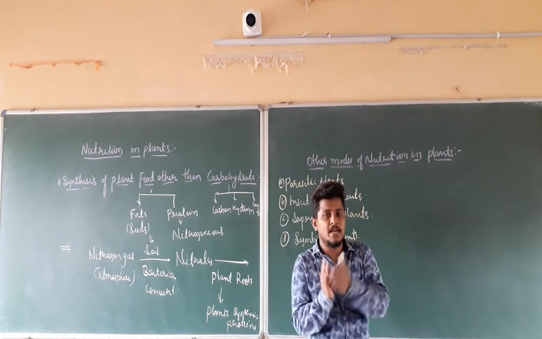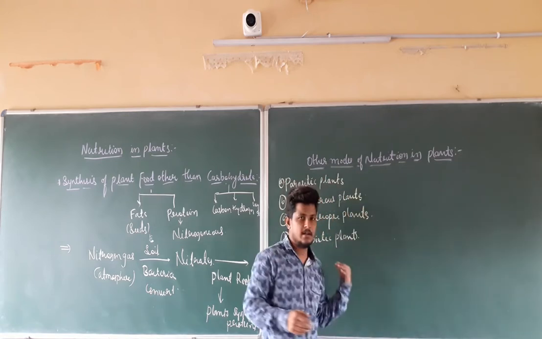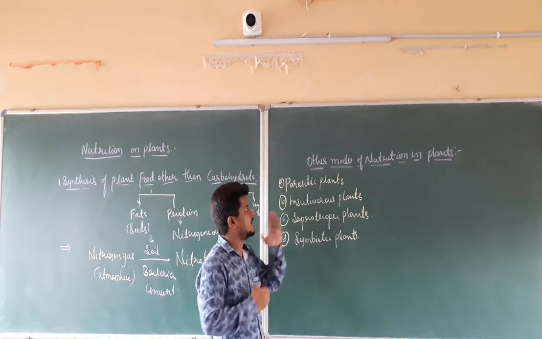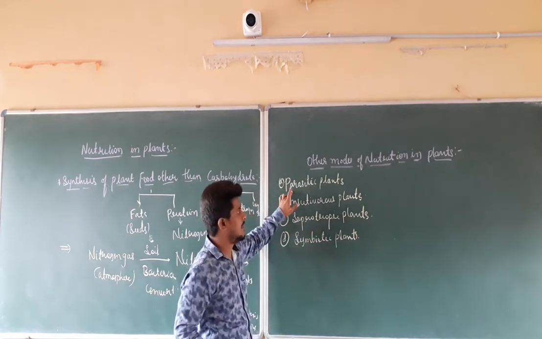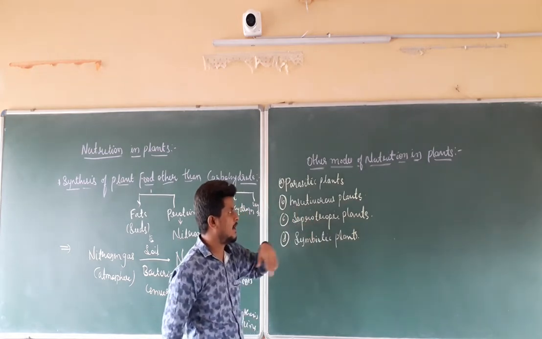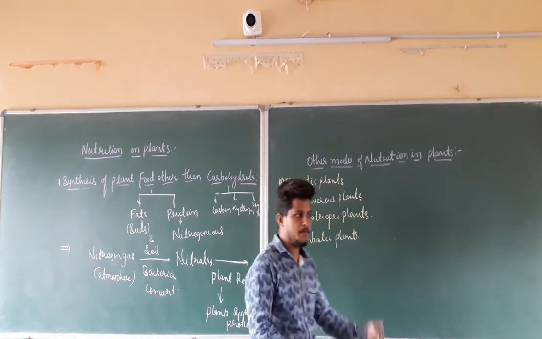They are going to depend on the different organisms to satisfy their food requirement. So there are other modes of nutrition in plants. We have parasitic plants, that is nothing but parasitic nutrition. We have insectivorous plants, that is nothing but the plants which are dependent on the insects for the purpose of their food.